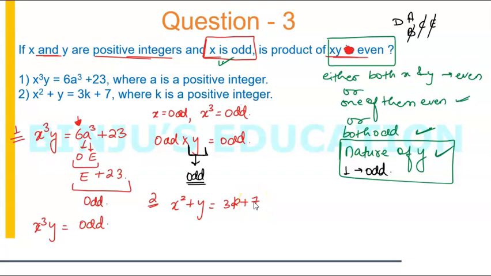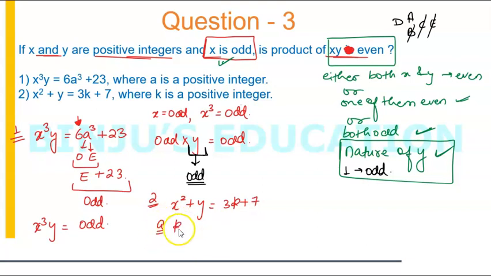Now again, k is a positive integer. K can be odd, k can be even. Now in this case, it matters what's the nature of k. Because 3 into k may be even, may be odd, we do not know that. So let's take the first case.